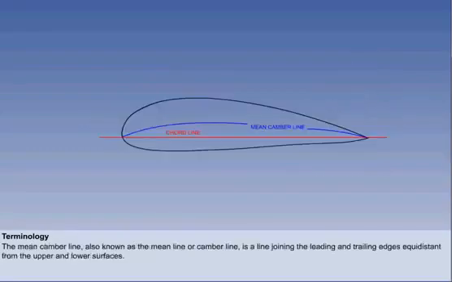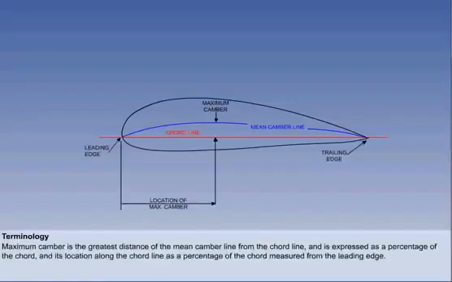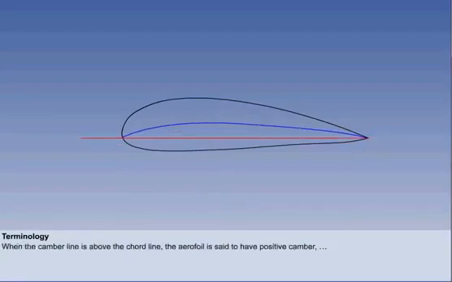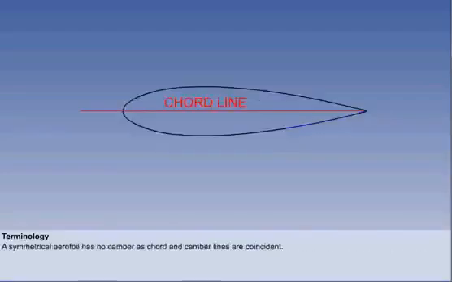The mean camber line, also known as the mean line or camber line, is a line joining the leading and trailing edges equidistant from the upper and lower surfaces. Maximum camber is the greatest distance of the mean camber line from the chord line, and is expressed as a percentage of the chord, and its location along the chord line as a percentage of the chord measured from the leading edge. When the camber line is above the chord line, the aerofoil is said to have positive camber, and when it is below, negative camber. A symmetrical aerofoil has no camber, as chord and camber lines are coincident.